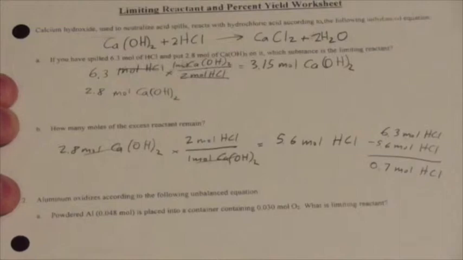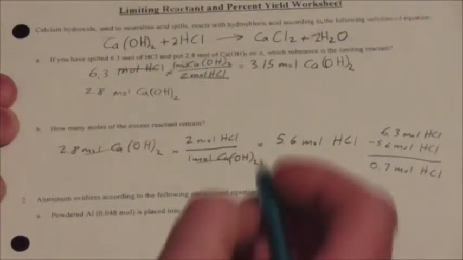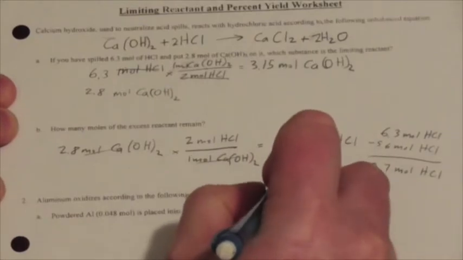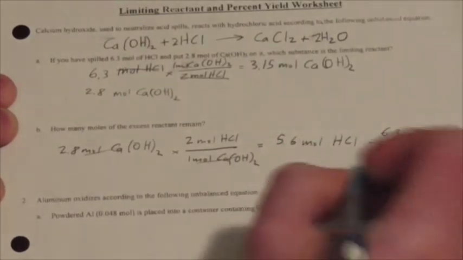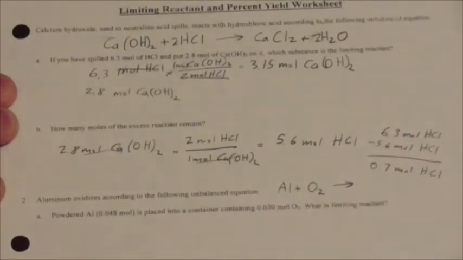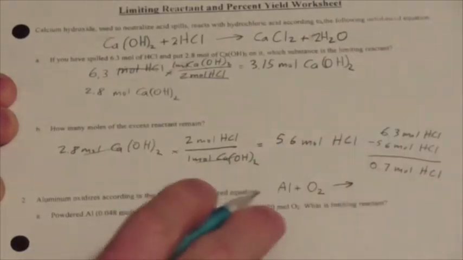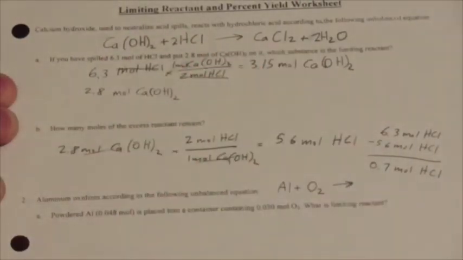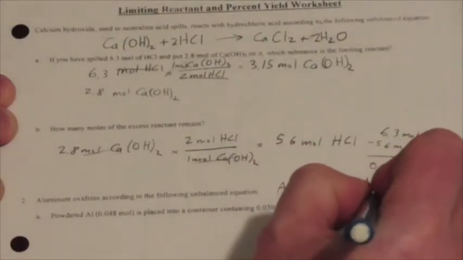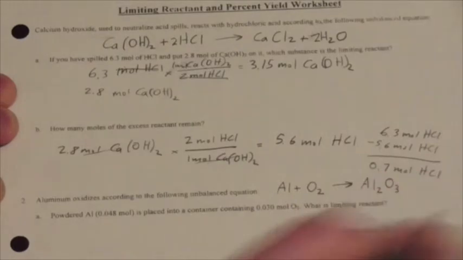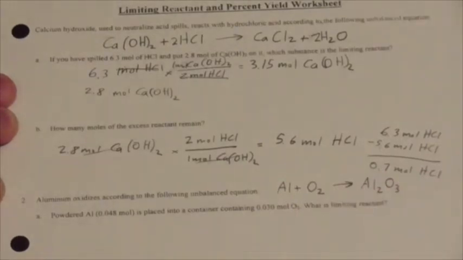Now, second problem: aluminum oxidizes according to the unbalanced equation, which wasn't given, but the unbalanced equation was Al plus O2 yields. And you have to think, what does aluminum oxide look like? Aluminum always has a +3 charge. Oxide always has a -2 charge. So the only way you can get a formula unit with all of the charges balanced is Al2O3.